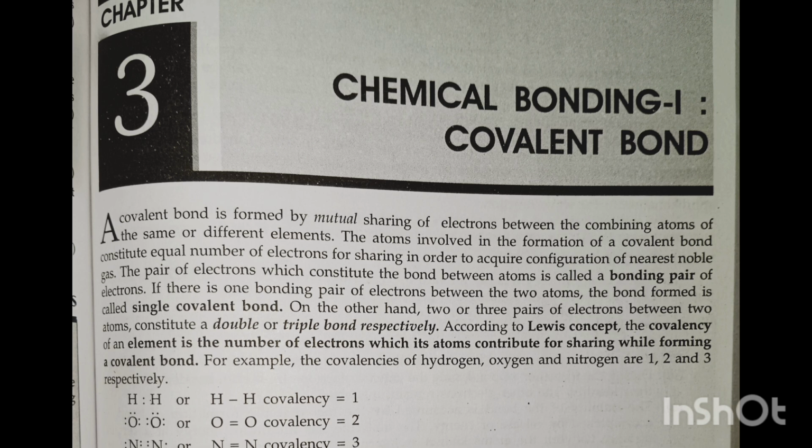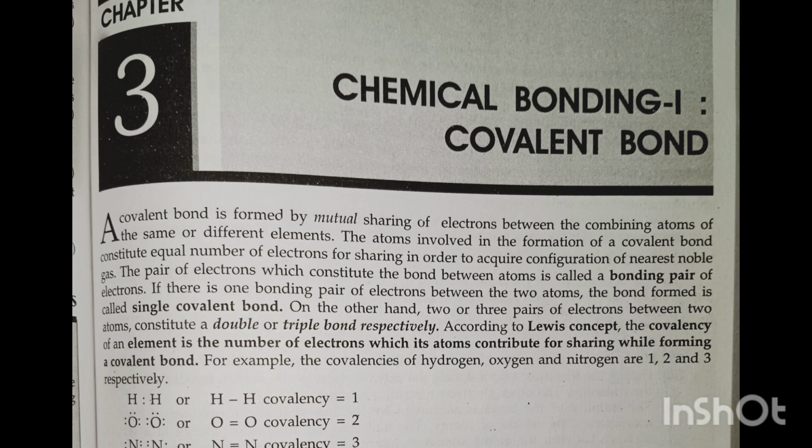A covalent bond is formed by mutual sharing of electrons between the combining atoms of the same or different elements. The atoms involved in the formation of a covalent bond contribute an equal number of electrons for sharing in order to acquire the configuration of the nearest noble gas. The pair of electrons which constitute the bonding between atoms is called a bonding pair of electrons.